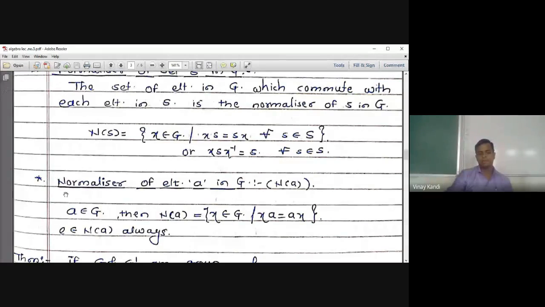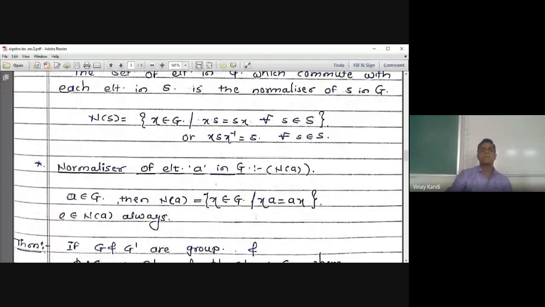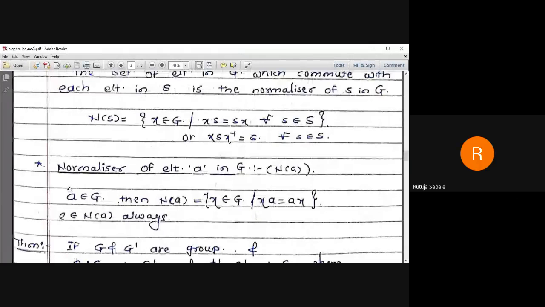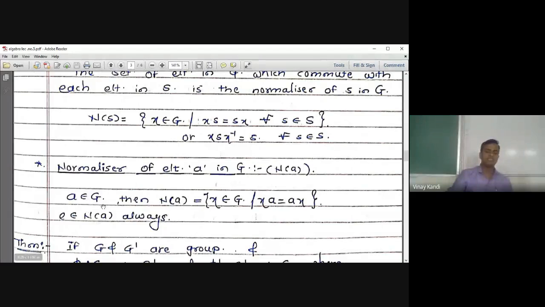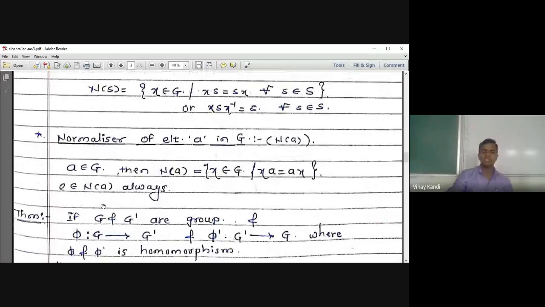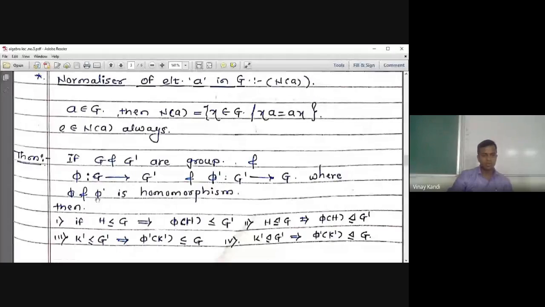Okay, understood or not? Yes, sir. N of A is the bigger set. Now the next theorem is that the statement. Look at the statement. बात काही ना लक्ष द्या खूप.